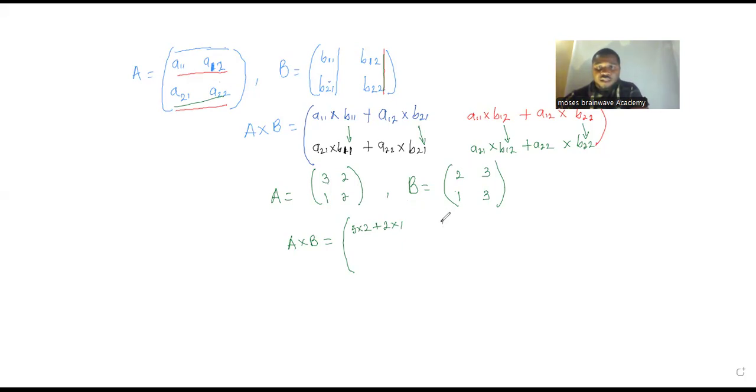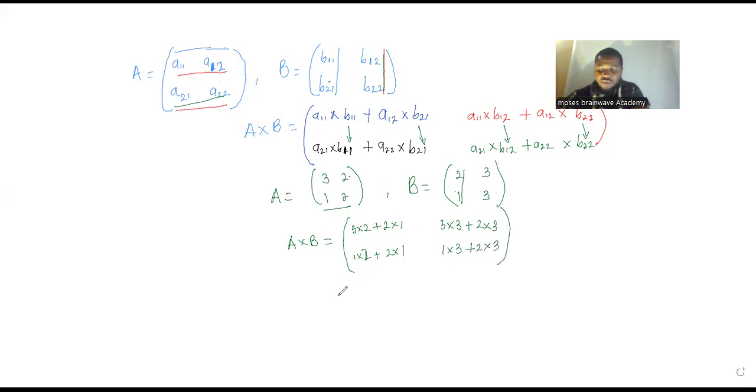So I have 3 multiplied by 3 plus 2 multiplied by 3. And I'm coming to this element, second row, first column, right? So I have 1 multiplied by 2 plus 2 multiplied by 1. Then lastly, 1 multiplied by 3 plus 2 multiplied by 3, right?